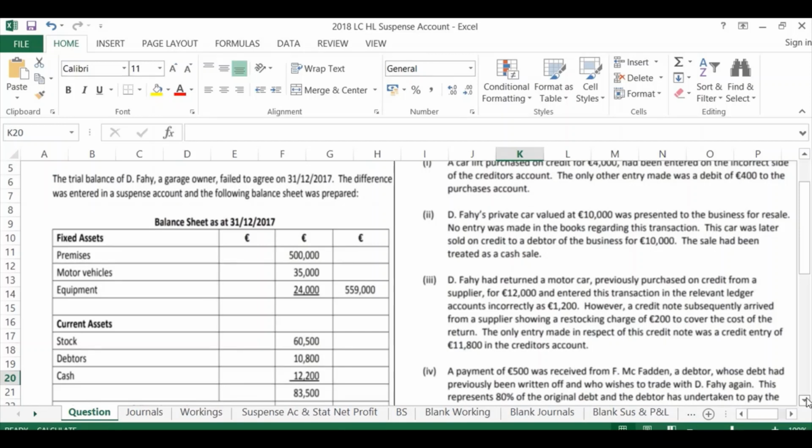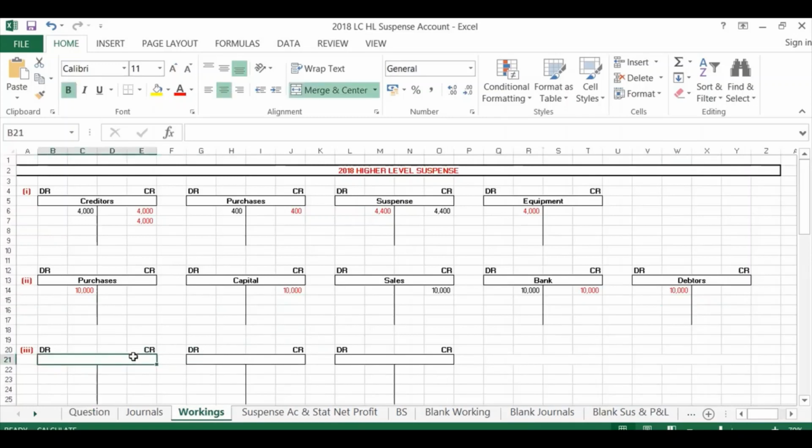Okay, so to start at the start anyway, we returned a motor car previously purchased on credit from a supplier for 12,000. This is entered in the relevant ledger accounts incorrectly as 1,200. So we put it in the correct accounts and the correct place, just the wrong amount. So if it's purchases returns, what we're talking about here are purchases/returns account. Some people set up a separate account for purchases returns and some people might include them with purchases. So purchases/returns will be fine, and creditors.